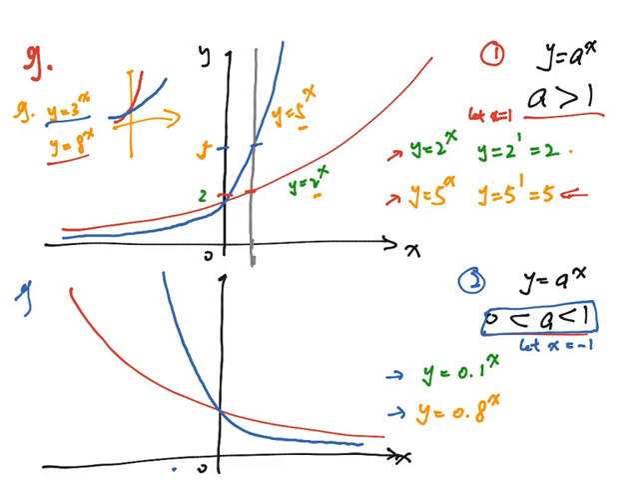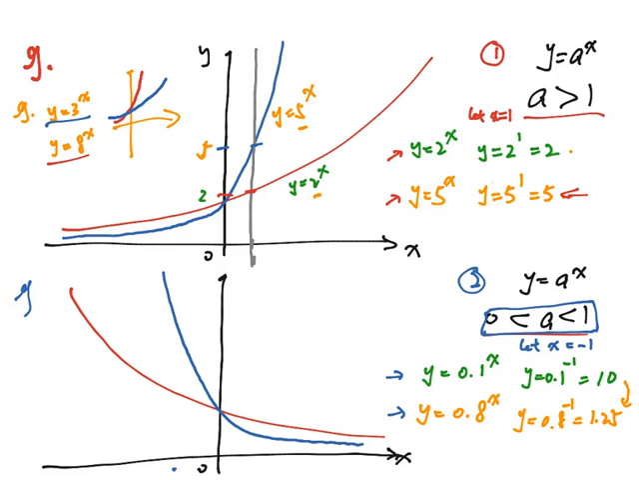When x is equal to -1, y is equal to 0.1 to the power -1. When you press the calculator, you can get 10. And for the yellow one, when x is equal to -1, y is equal to 0.8 to the power -1. When you press the calculator, 0.8 power -1, you can get 1.25. You can see the green one is bigger than the yellow one.